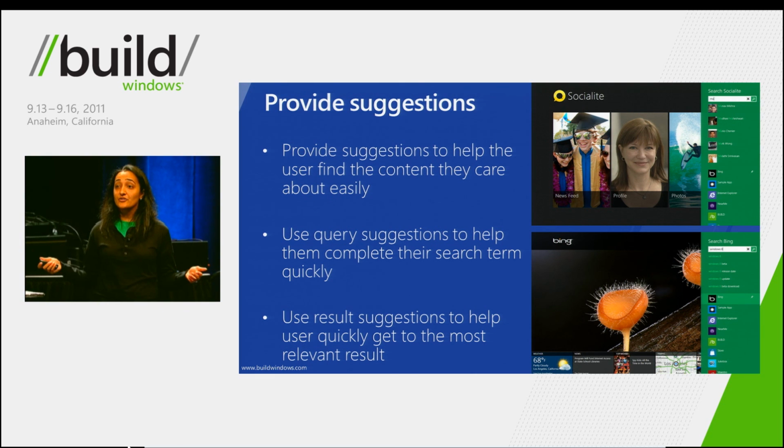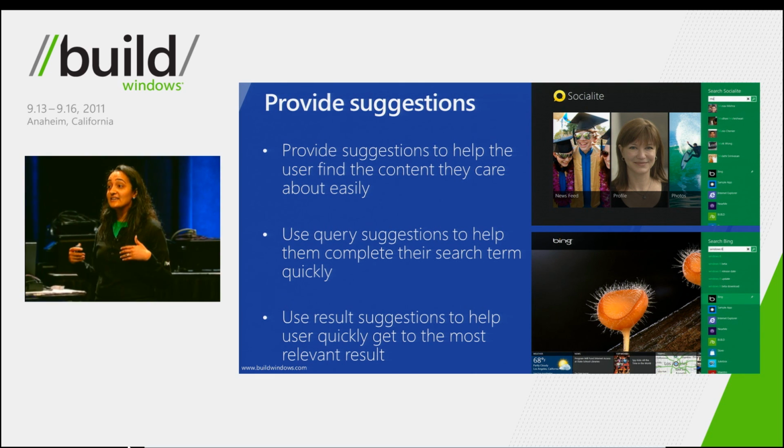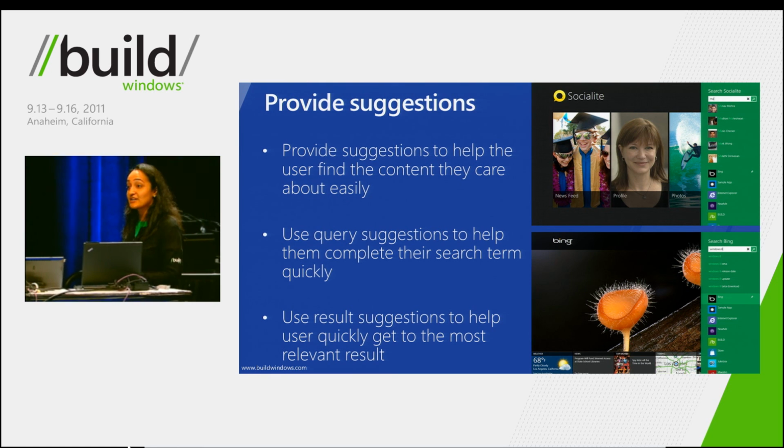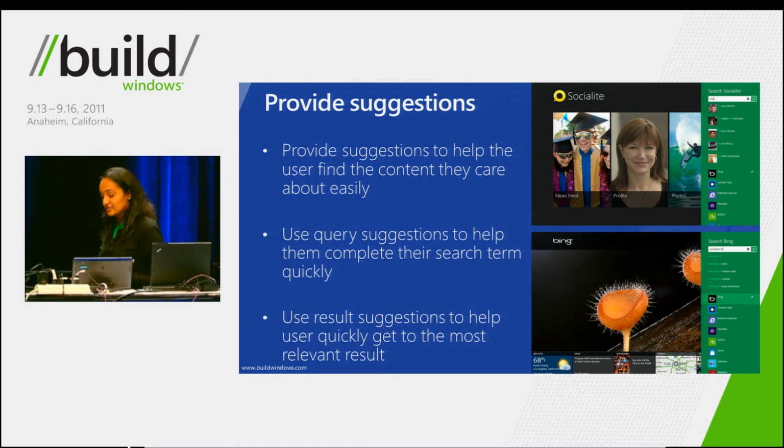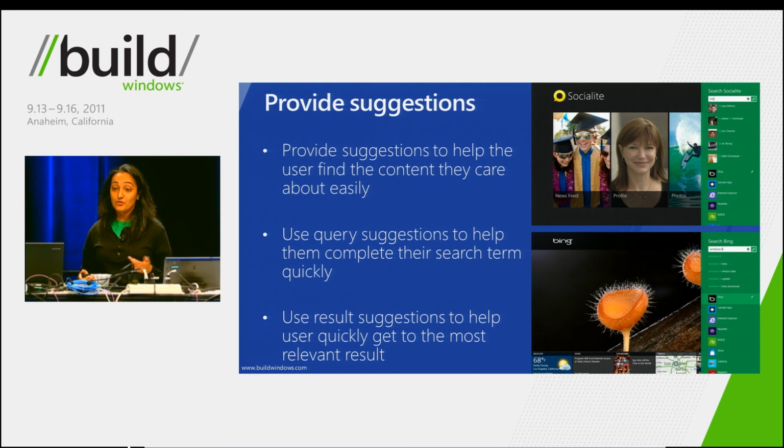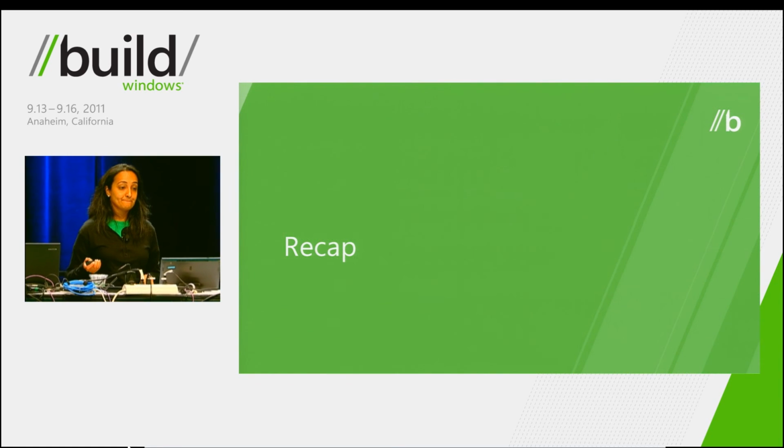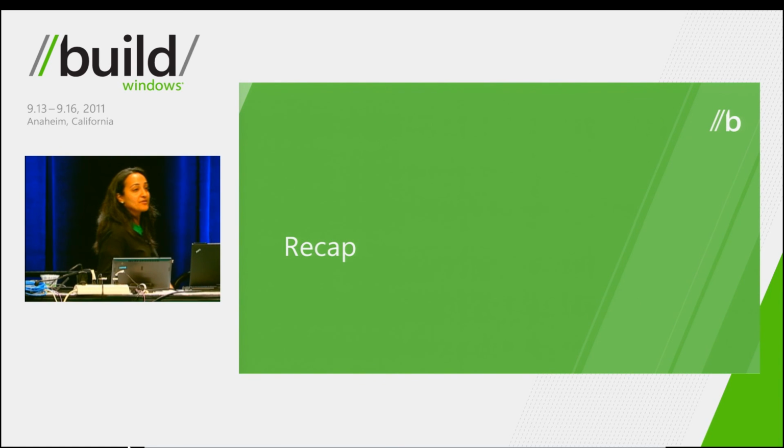And don't worry if you're going to be searching over content over the PC. The local content suggestions features that I just showed you helps power your search experience in your app if you want to do that instead. So let's quickly recap all the things that I've talked about.